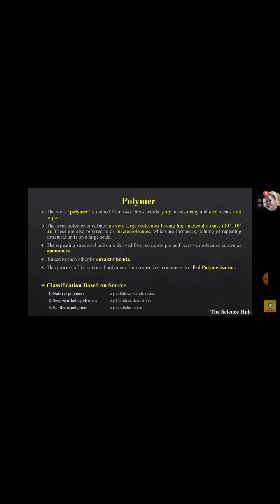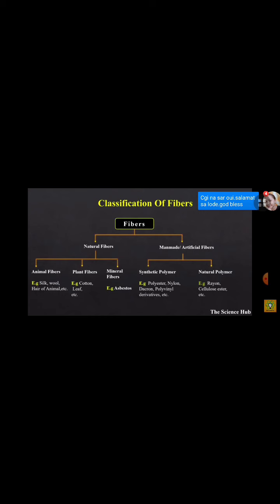Then we can classify polymers on the basis of source. First of all, natural polymers. Its examples are cellulose, starch and resin. Then semi-synthetic polymers. Example, cellulose derivatives. Then synthetic polymers, that is synthetic fibers. Classification of fibers. Fibers are classified into two: natural fibers and man-made fibers. Man-made fibers are also called artificial fibers.